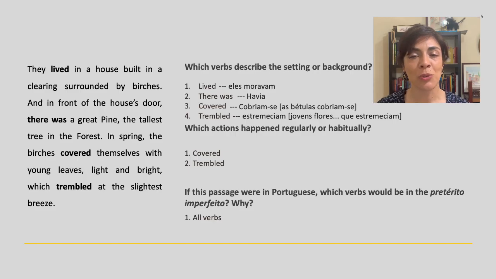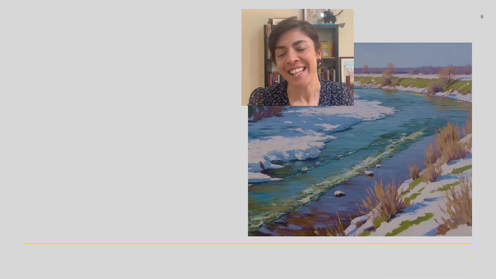Let's go now to the final part of the text. Let's look at the third and final part of the text. Once again, I'll read it in English first, and then we'll think about which verbs would likely be in the pretérito imperfeito if this were written in Portuguese and why.